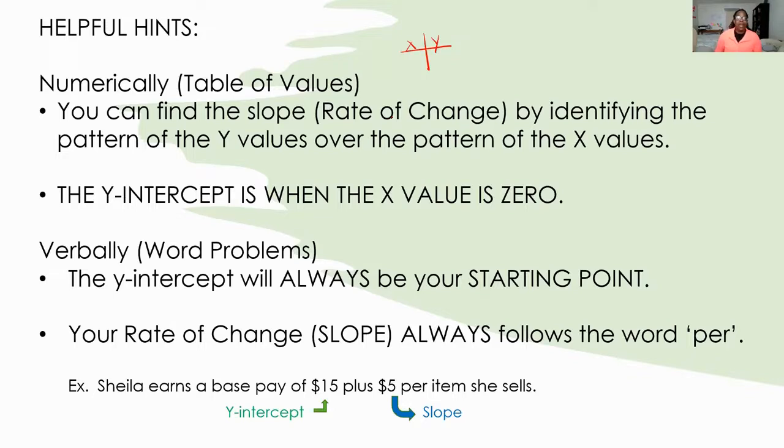Okay? So if I look at my example, I have Sheila here. Sheila earns a base pay of $15 plus $5 per item she sells. So the 15 is what she gets just by showing up for work, but the $5 is how much she earns additionally for every item that she sells. So the 15 is going to be my y-intercept, and my 5 is going to be my slope. So if I wanted to write the equation, I can say y equals 5x plus 15. We're going to talk a little bit more about that today.